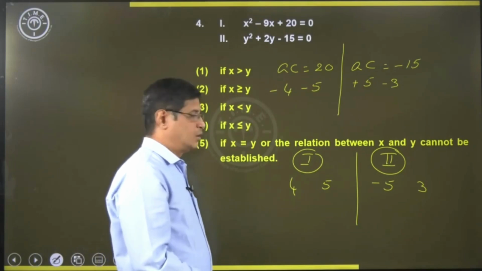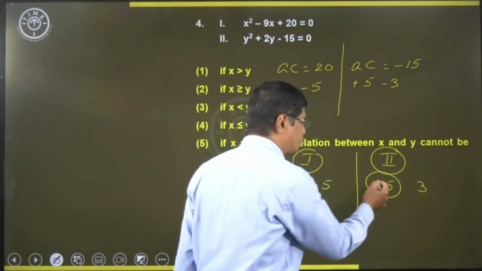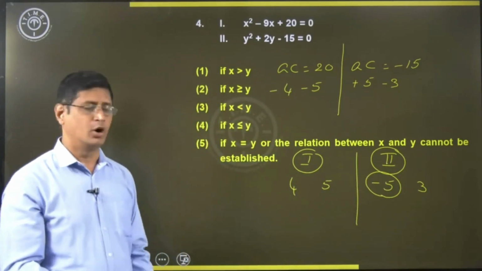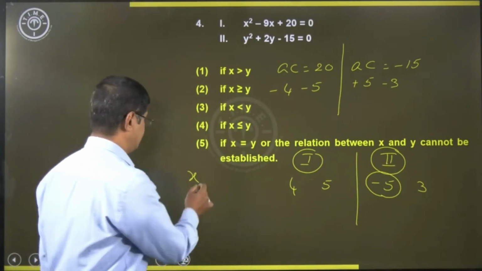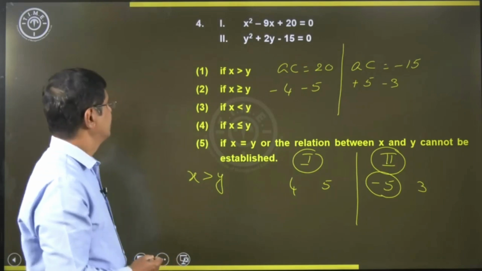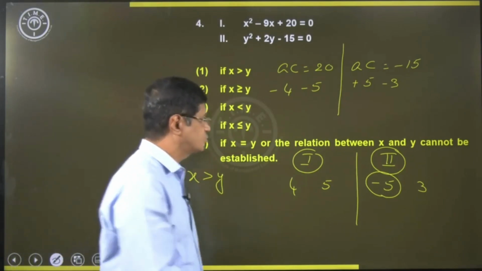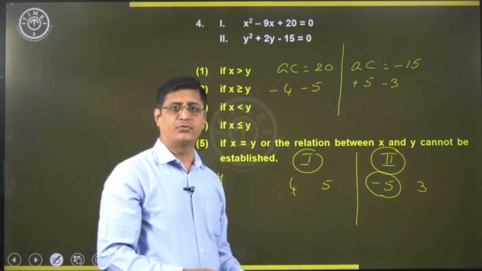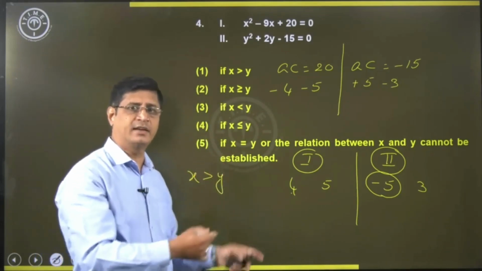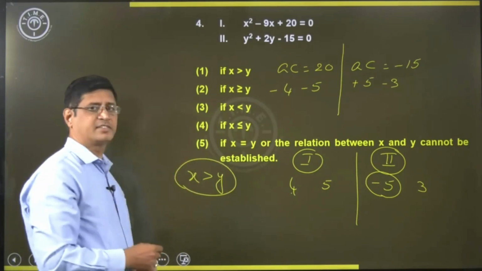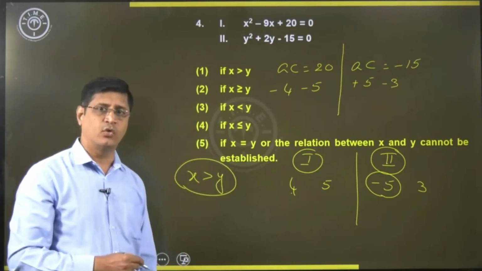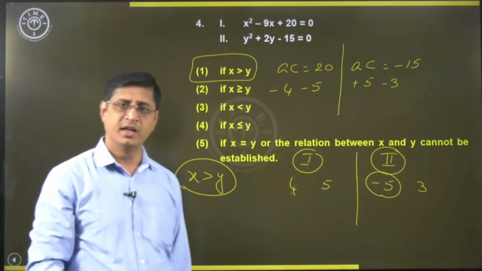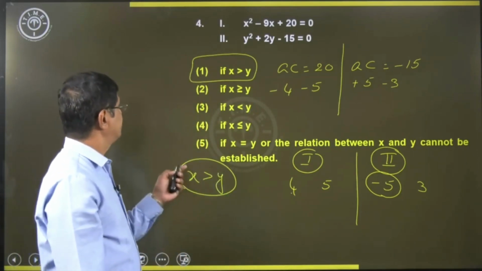Simplify this. Now if you observe, minus 5 is less than both 4 and 5. Means negative values are less than the positives. Means x is greater than y. X is greater than y. Then what about the next one? 3. The value 3 is less than 4 and 5. Means 4 and 5, both the values are greater than 3. Means here it is satisfying the condition of x greater than y. The right choice, option number 1. First choice is the right answer. Now look at the next example.